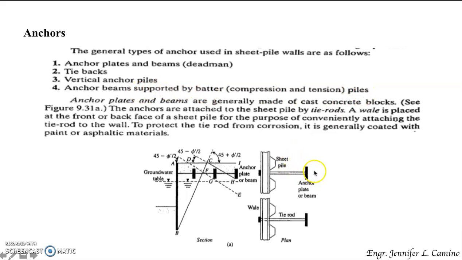So if you're going to observe, you have here an anchor plate or beam, which is basically made of cast concrete blocks, and they are attached to the sheet pile by a tie rod. So a rail is placed at the front or back face of the sheet pile for the purpose of conveniently attaching the tie rod to the wall.